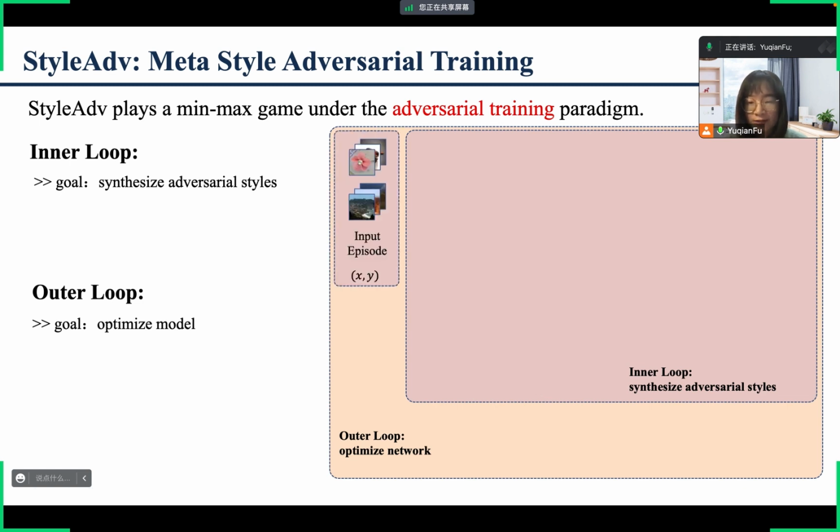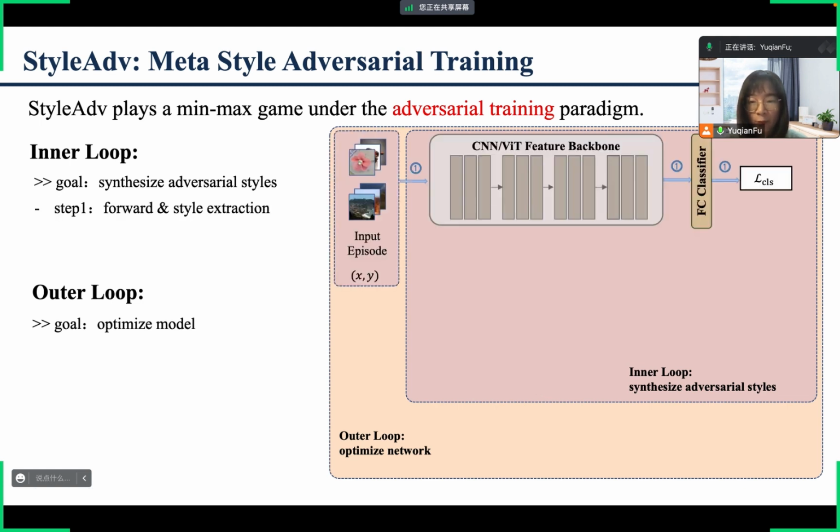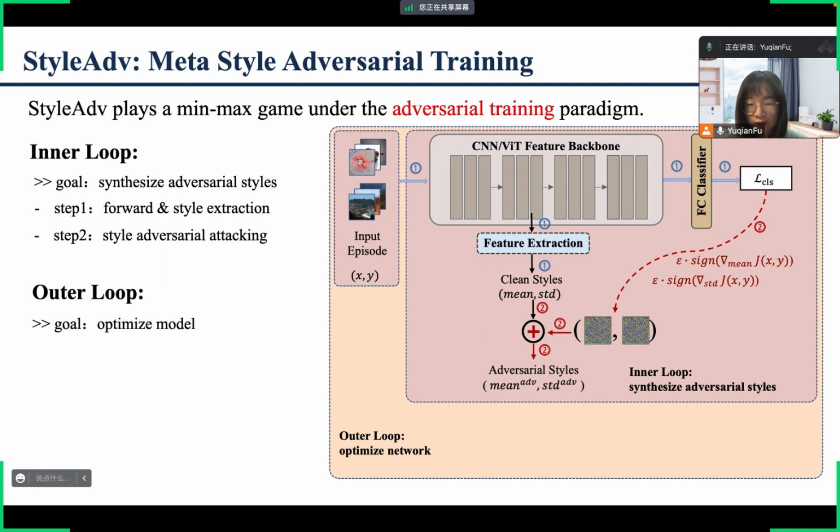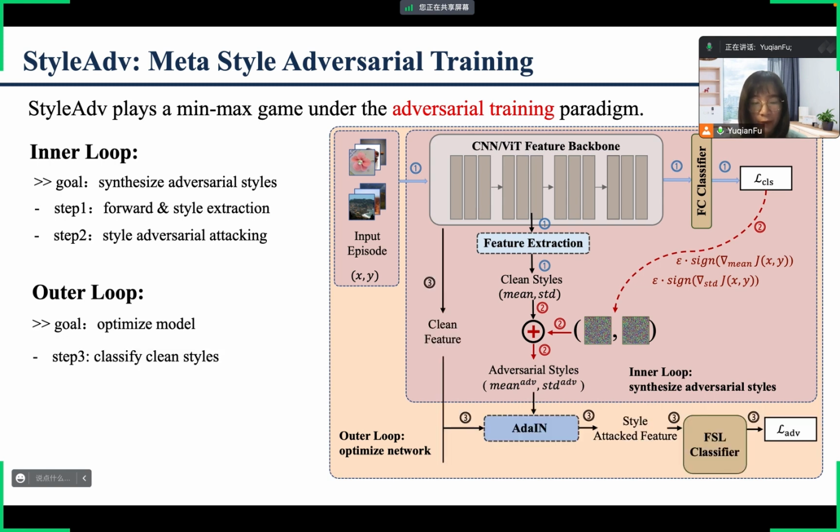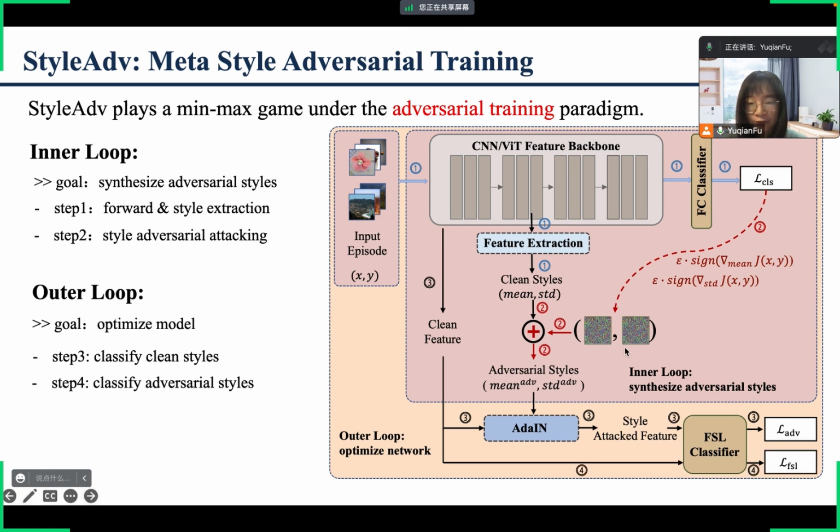Specifically, given a source episode as input, we first forward it into the network, and we also extract the clean styles in this process. Then we perform the style adversarial attacking using our aforementioned attacking method. For the outer loop, we request our model to classify both the clean styles and the adversarial styles. By iteratively performing the inner loop and the outer loop, we gradually improve the robustness of the cross-domain few-shot learning models.